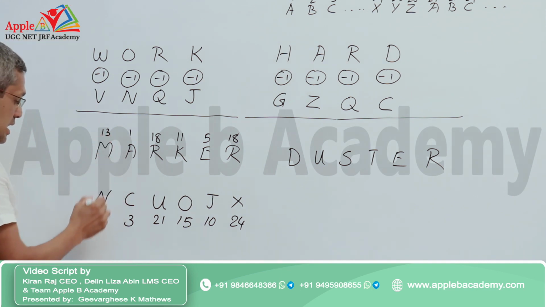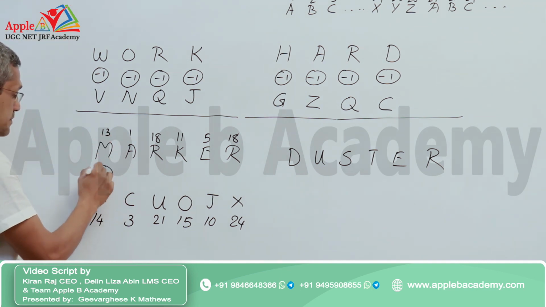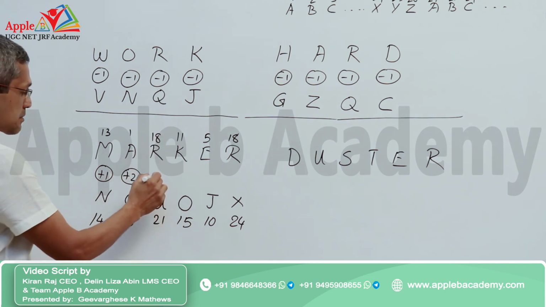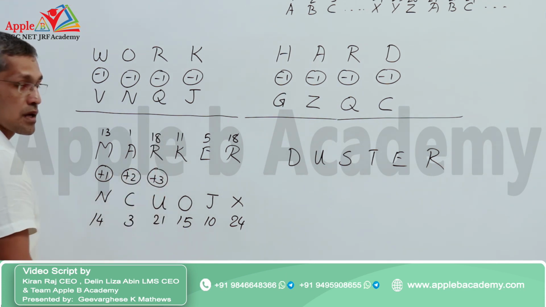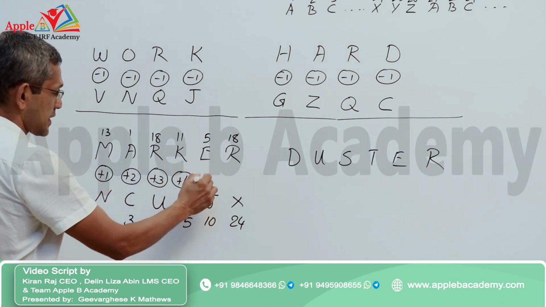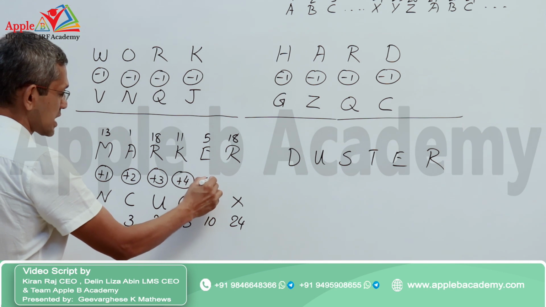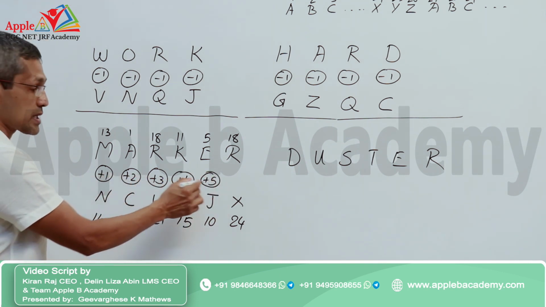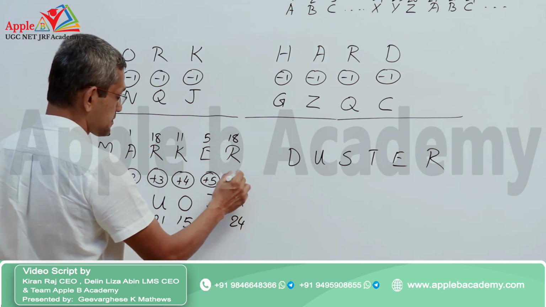Look at here, 13 and 14. 13 plus 1 is 14. 1 plus 2 is 3. And 18 plus 3 is 21. And 11 plus 4 is 15. And E is 5. 5 plus 5 is 10. So, well, the pattern is plus 1, plus 2, plus 3, plus 4, plus 5. Next one is plus 6.